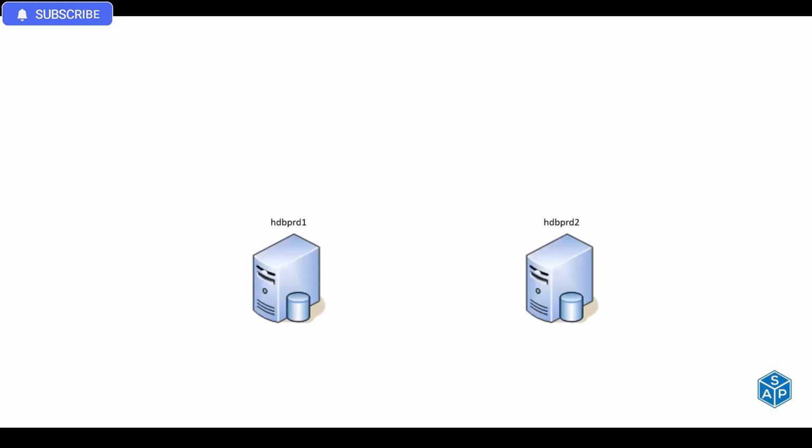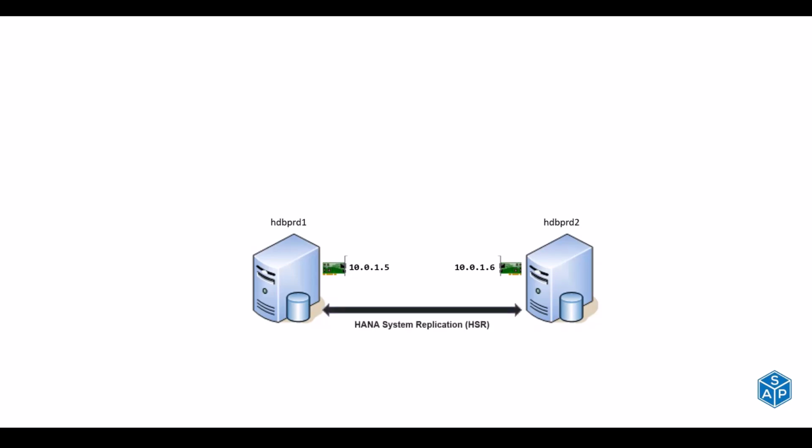Very simple understanding. Yesterday, we had two systems, HDBPRD1 and HDBPRD2. Let's assume these are the two systems we configured yesterday. These are the NIC cards on each of the nodes, 10.0.1.5 and 10.0.1.6. Yesterday the systems we had were 10.5.1.5 and 10.5.1.6. So this is your normal setup: one node HDBPRD1 and another node HDBPRD2, with this IP address for both nodes. HANA system replication is configured on both nodes, which means your database replication is configured and in action.